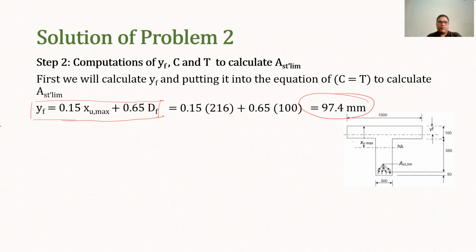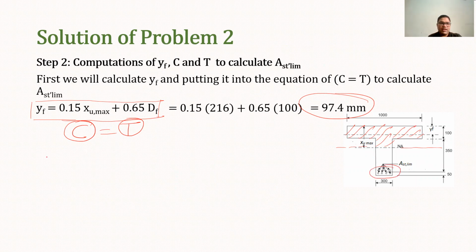Now we have to compare C with T. C is the compressive force taken by the concrete and T is the tensile force. As you can see, our NA is lying in the web. So it means this part will be under compression, and below the neutral axis only the steel is taking the tension.